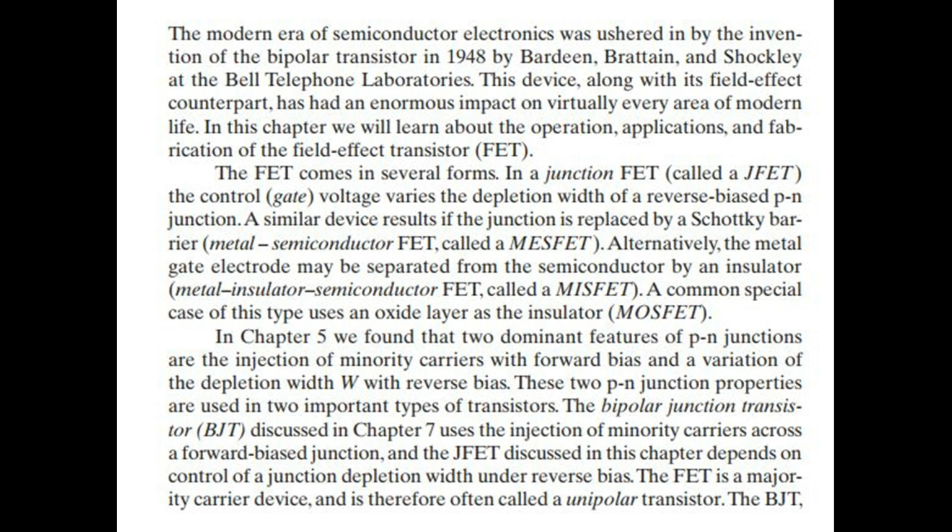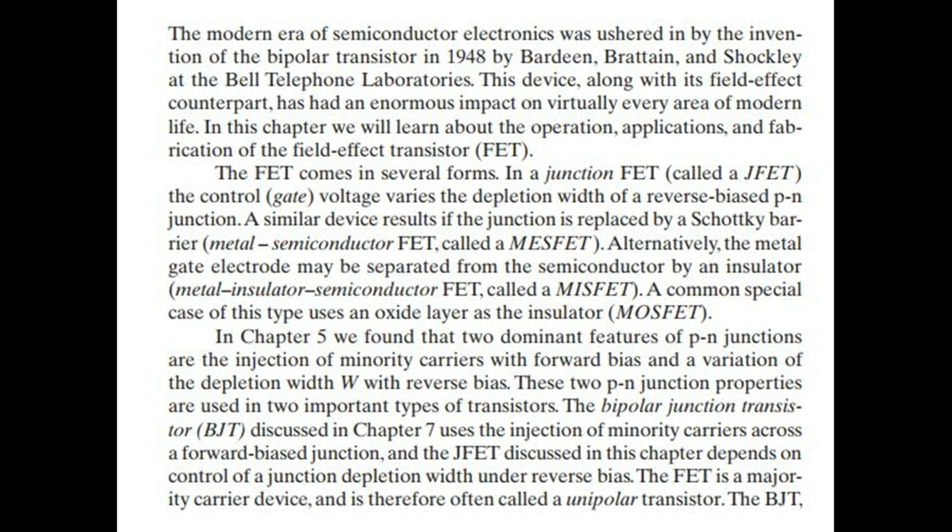These two p-n junction properties are used in two important types of transistors. The bipolar junction transistor, BJT, discussed in Chapter 7 uses the injection of minority carriers across a forward-biased junction, and the JFET discussed in this chapter depends on control of a junction depletion width under reverse bias. The FET is a majority carrier device, and is therefore often called a unipolar transistor.